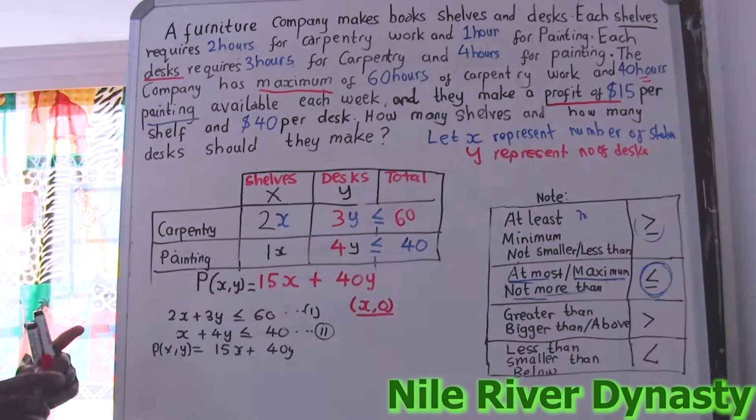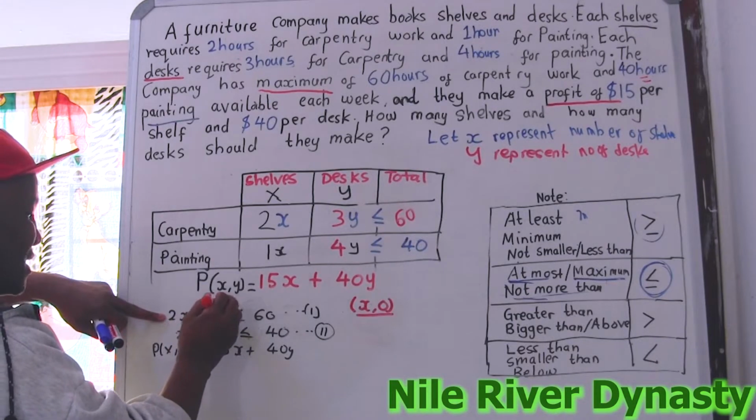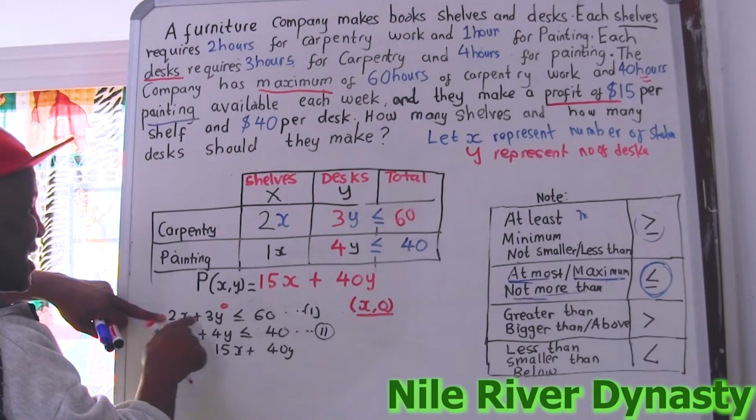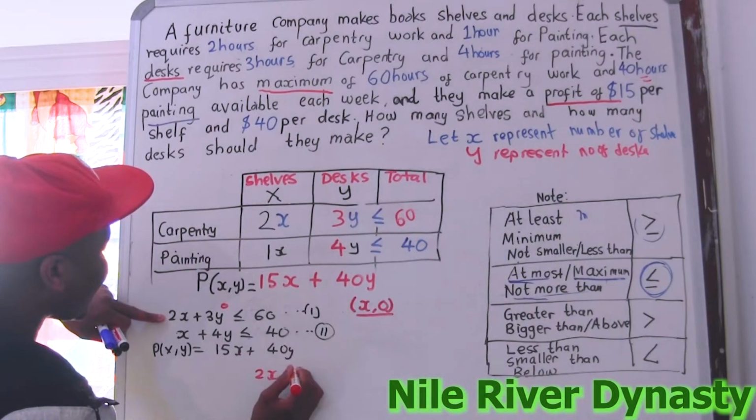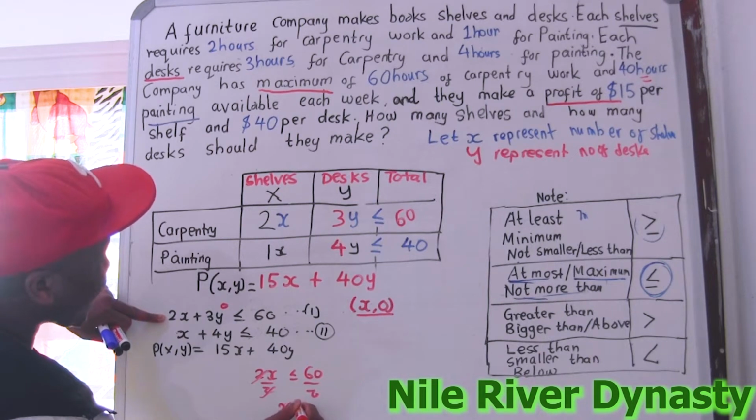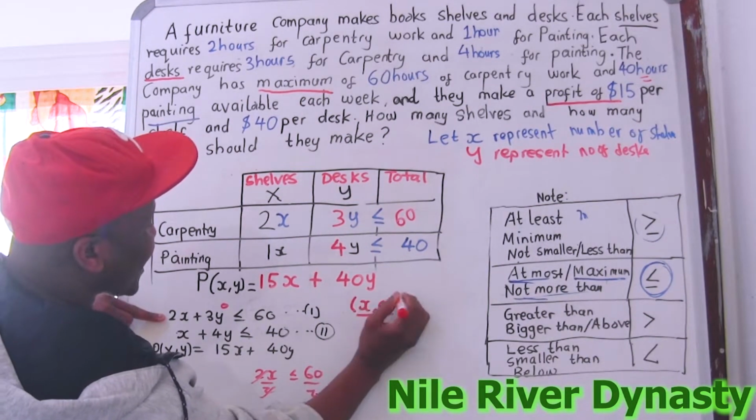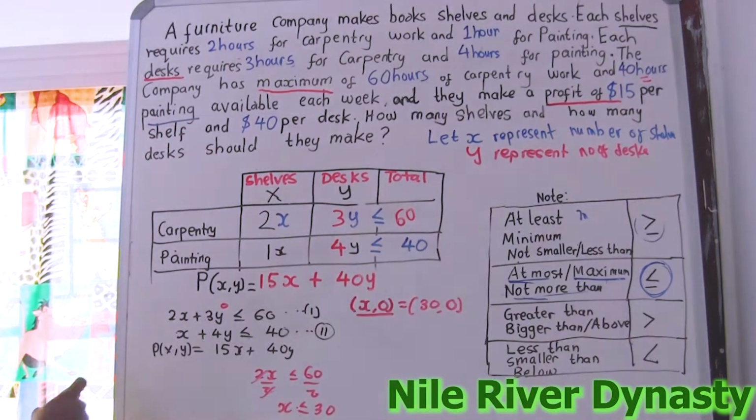It means you want to know where the graph is going to cut at x. So for the x-intercept, y equal to 0 means this one is 0, 3 times 0 is 0. So 2x equals 60. Divided by 2, divided by 2, so x equals 30. So this x is going to be 30, so let me say (30, 0). So that's the x-intercept.